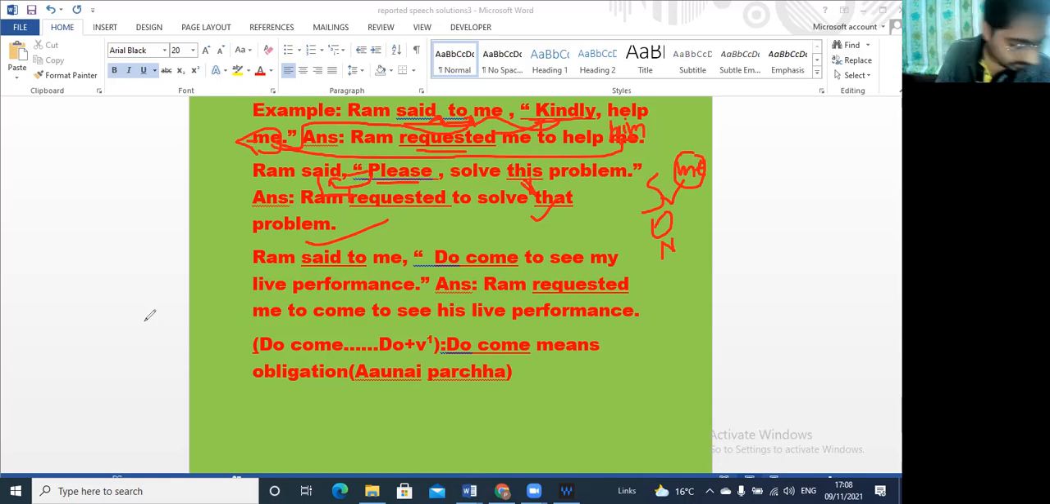Okay, so many of the students become confused to see this reported statement. What is the actual persona? What is the main gist of this reported statement? Ram said to me, do come to see my live performance. What is written in the reported statement? Do come to see my live performance. Do come. So let's be clever over here. Let's be smart. Let's be witty over here.